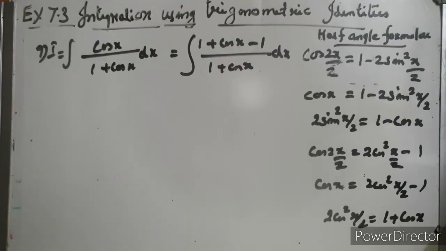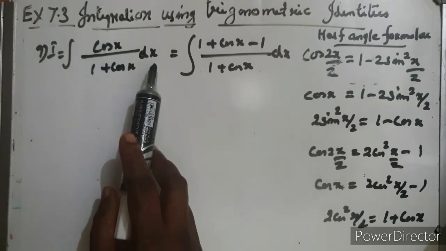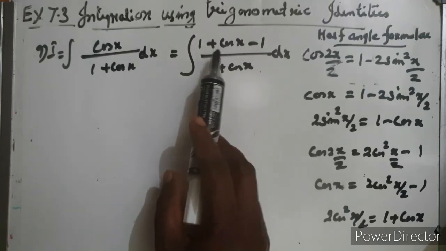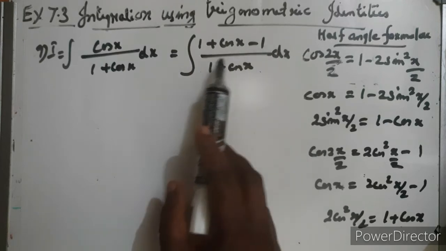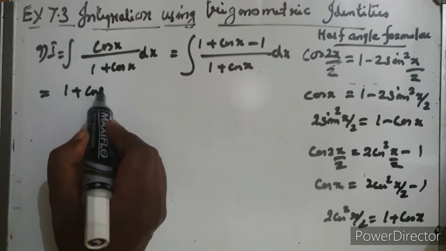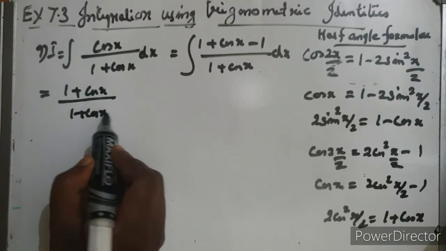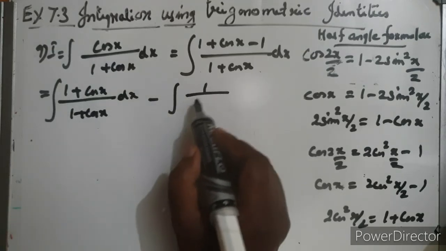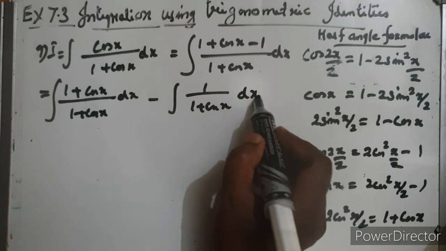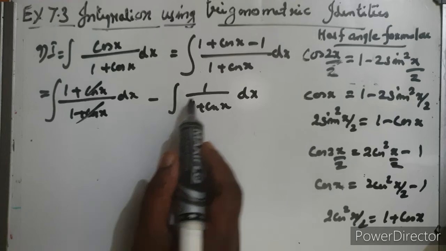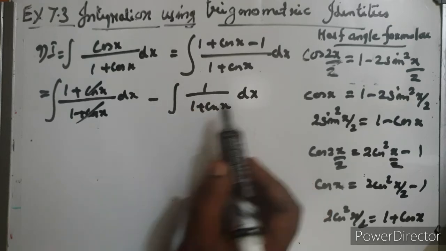9th one, find the integral of cos x by 1 plus cos x. So let I equal to integral of cos x by 1 plus cos x dx. So I add and subtract 1 in the numerator. So 1 plus cos x minus 1 by 1 plus cos x dx. So which is equal to, splitting this, integral of 1 plus cos x by 1 plus cos x dx minus integral of 1 by 1 plus cos x dx. So this will become 1. So integral of 1 dx minus integral of 1 by 1 plus cos x dx.